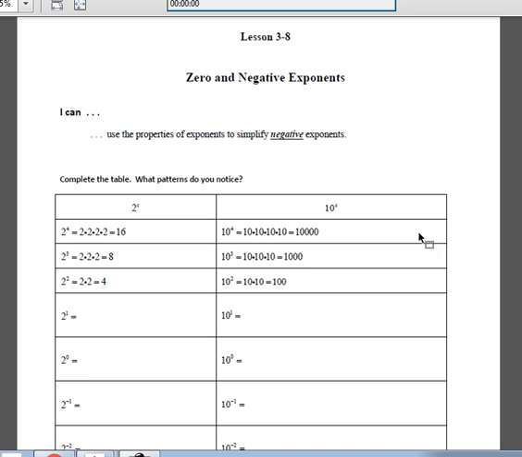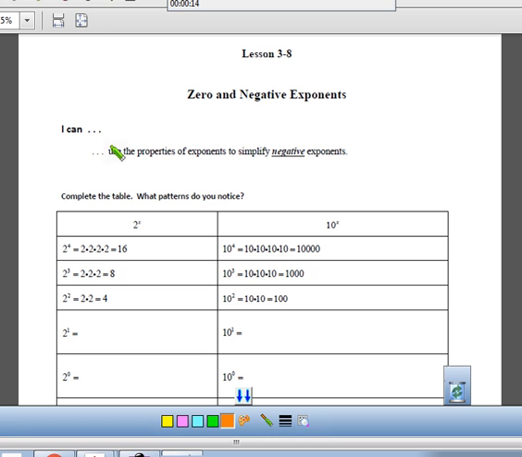This begins on page 37 in your notes packet. And this lesson is all about zero and negative exponents. So, our learning target: I can use the property of exponents to simplify negative exponents. Also, we'll be discovering and learning about the zero exponent.